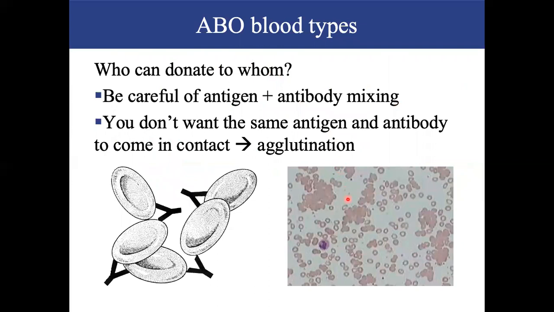Who can donate to whom? You want to usually, if you have blood type A, you want to donate A. This is what the antibody looks like. So when I talk about antibodies coming in contact with antigens, here's your antibody. It's sort of this Y shape, and it has one arm that's going to bind to one red blood cell and another arm that's going to bind to another red blood cell. And so this causes agglutination. Here's agglutination actually in blood cells. And then there's your little white blood cell. You should be able to tell what this is. Hint, it's a neutrophil.